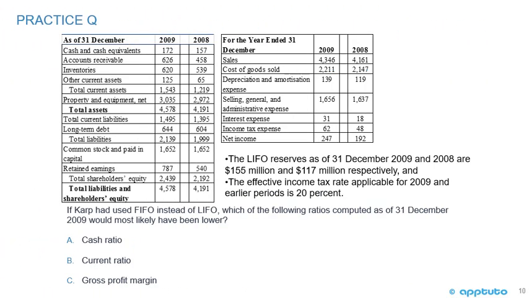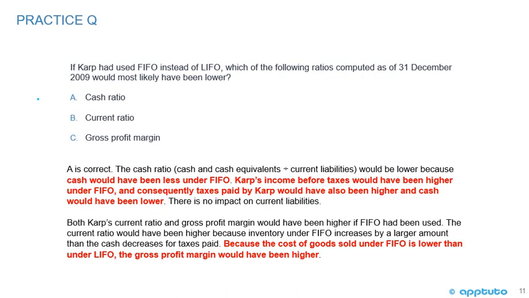Another good practice question. This one has no calculations, but it's looking at ratios and asking if they're going to be most likely higher or lower. So in this case, the same data again, but if CARP had used FIFO instead of LIFO, which of the following ratios computed as of December 31st, 2009 would most likely have been lower? The cash ratio, the current ratio, or the gross profit margin? Okay, I like this question. It really forces you to think. The correct answer is A.